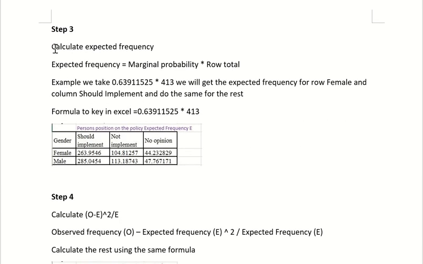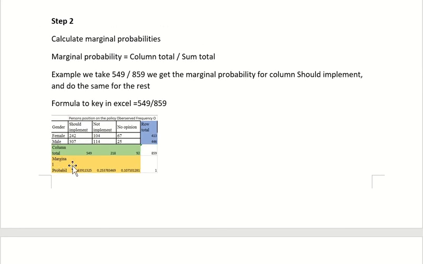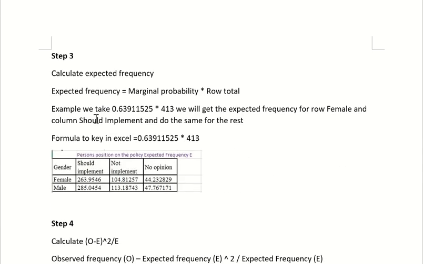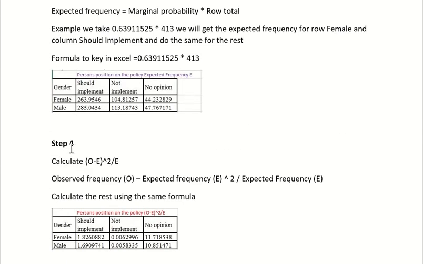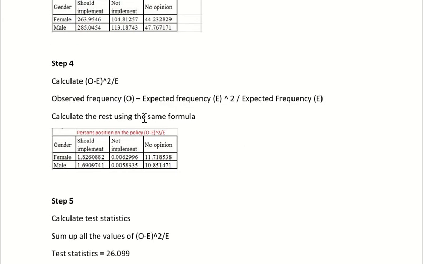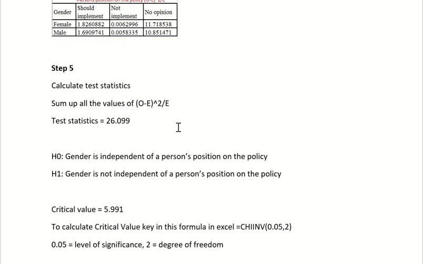Step 3, we'll be calculating expected frequency. The expected frequency formula is marginal probability times the row total, respectively. And then step 4, we'll calculate observed minus expected to the power of 2 divided by expected. Likewise, to sum up everything, we'll get the test statistic here.